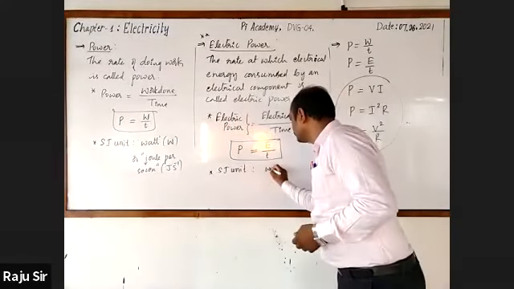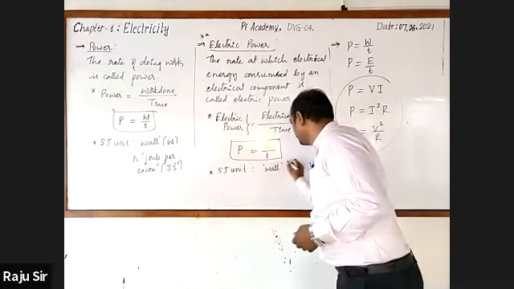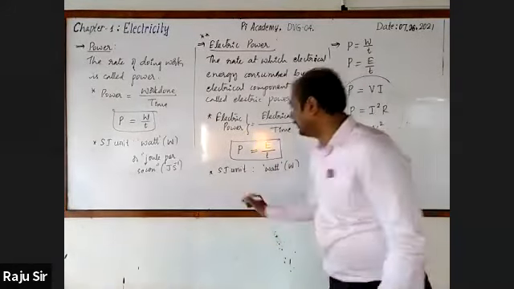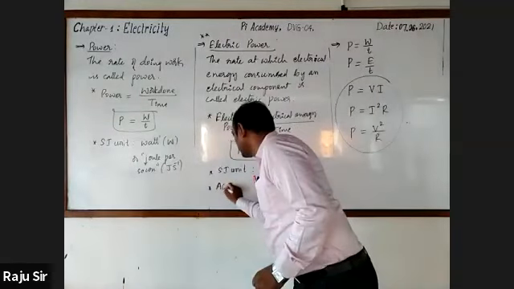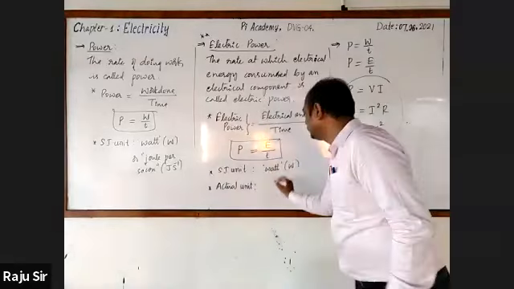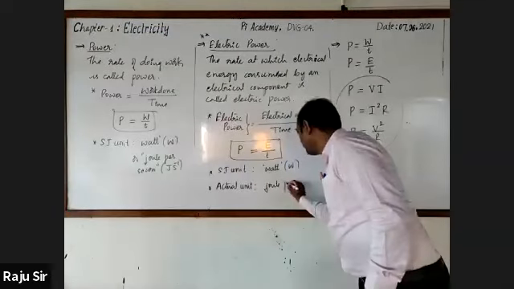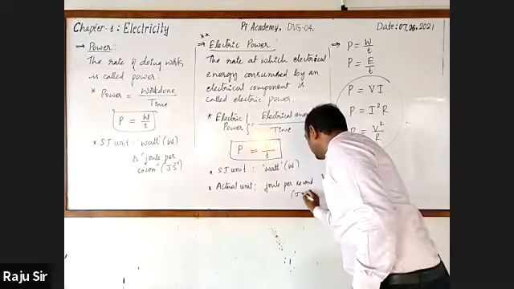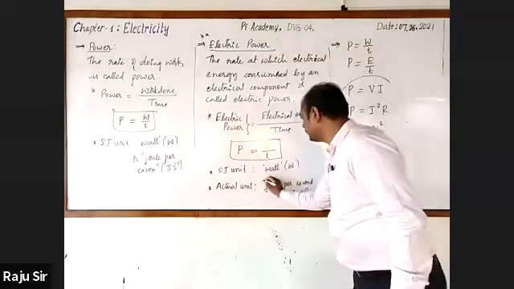Next, its SI unit. SI unit is watt, in bracket, W. And below that you write the actual unit. It is joule per second, in bracket, J s raised to the power minus 1.